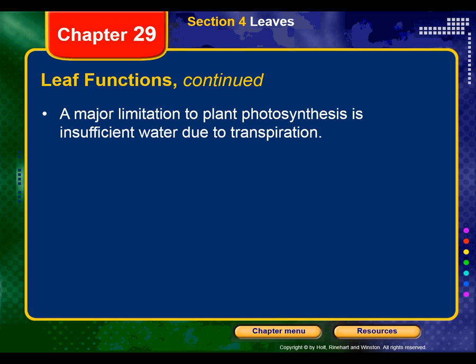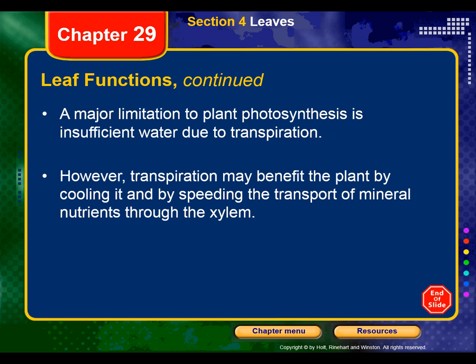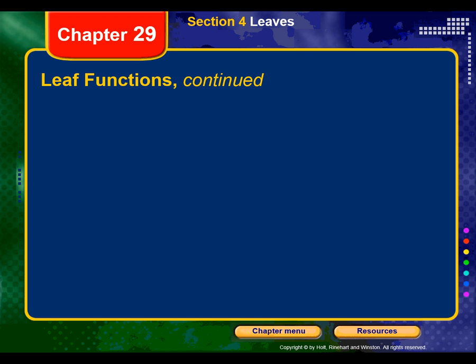A major limitation to plant photosynthesis, of course, is insufficient water due to transpiration. Remember, we talked about how the plant is going to lose 98% of its water. However, transpiration may also benefit the plant because as it keeps that water moving, the molecules take some energy with them, and it may cool the plant. And of course, it speeds up the transportation of minerals through the xylem. Another good thing.